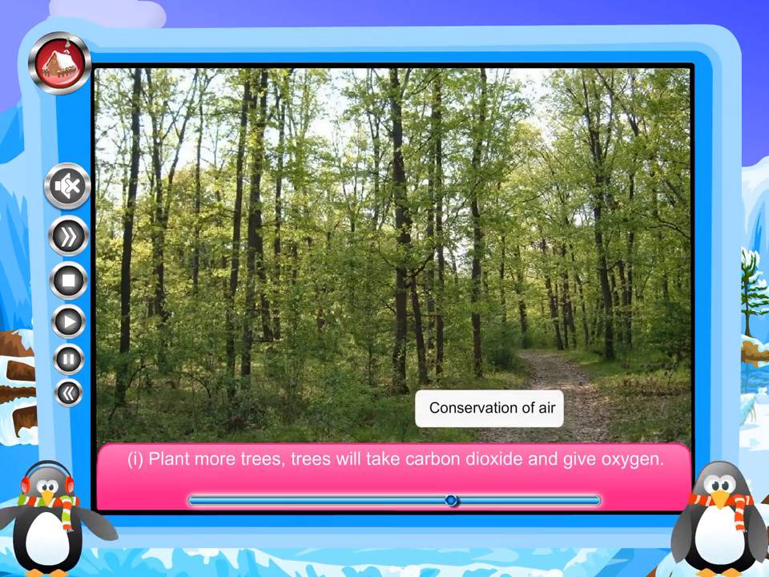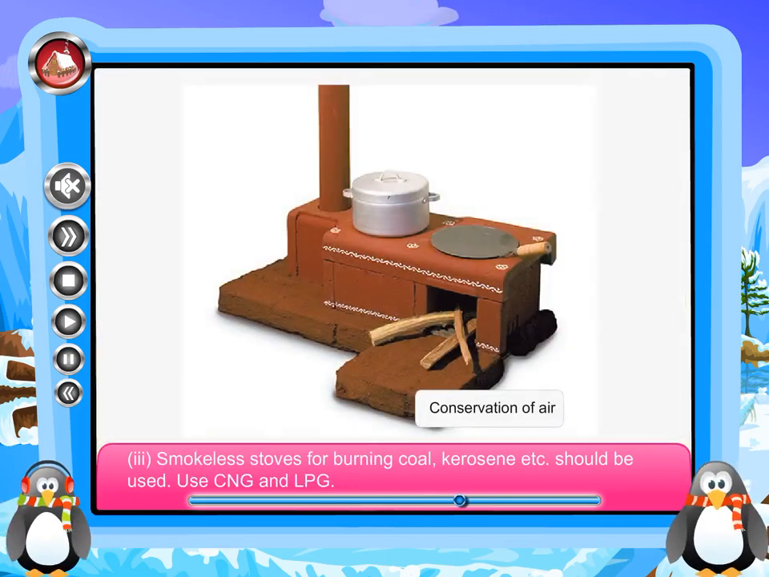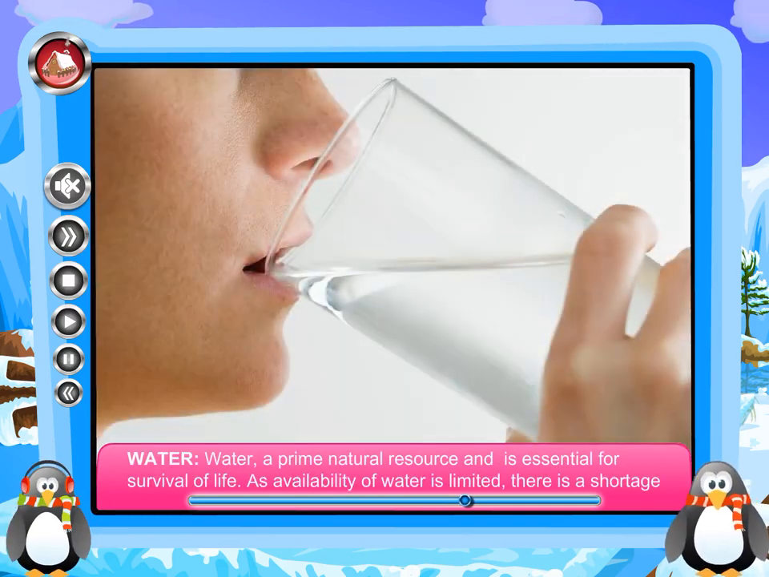Plant more trees. Trees will take carbon dioxide and give oxygen. Harmful substances of industries and automobiles should be converted to useful substances. Smokeless stoves for burning coal, kerosene, etc. should be used. Use CNG and LPG.